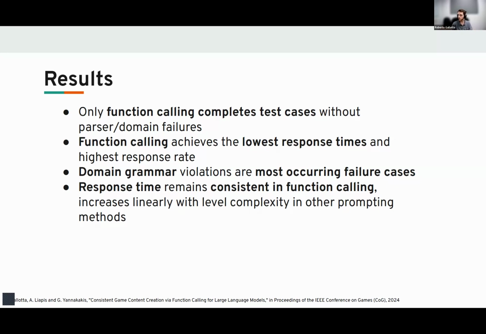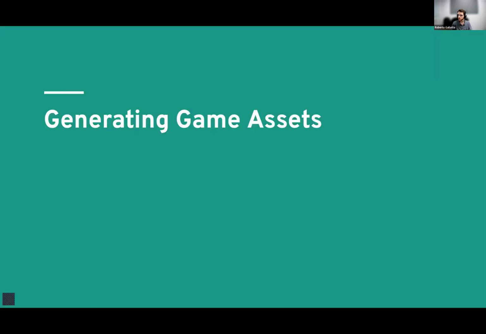So maybe we can move on from function calling. For now, we stuck with this. We were very comfortable with these results. Also because other prompting methods actually take longer to give you content, the more complex your level is, because it's a longer text description that you have to pass.